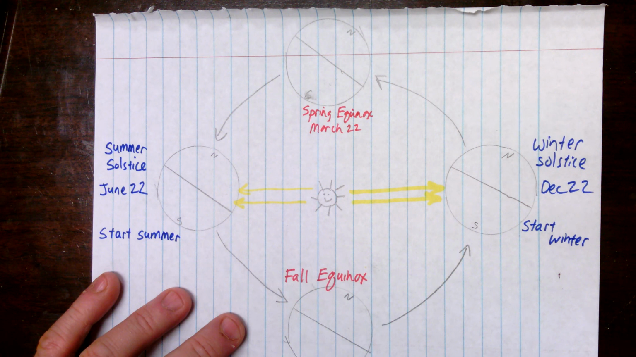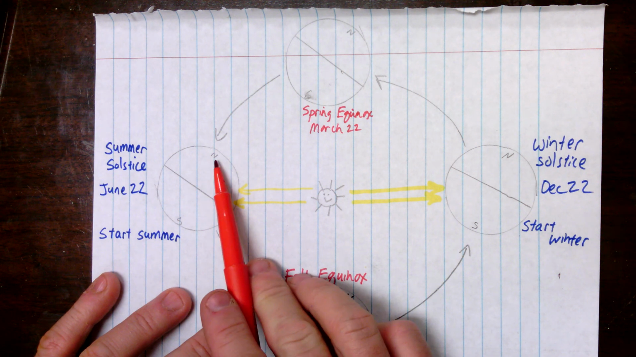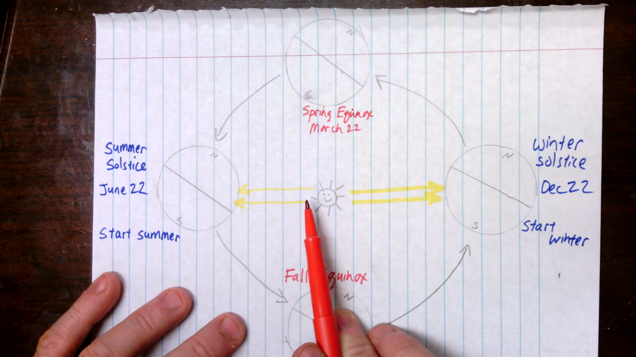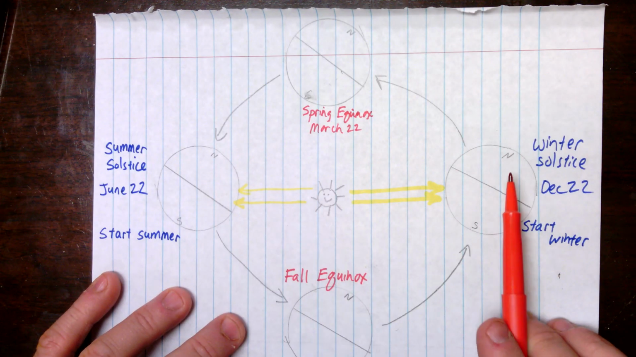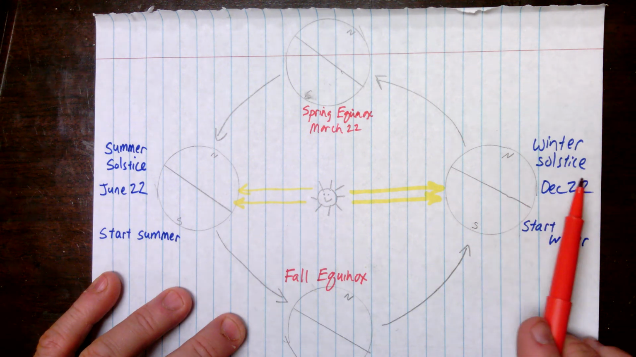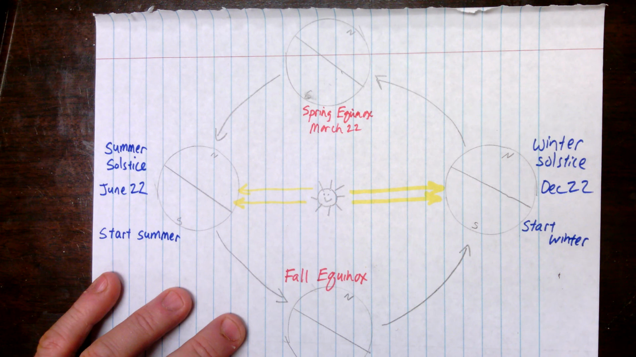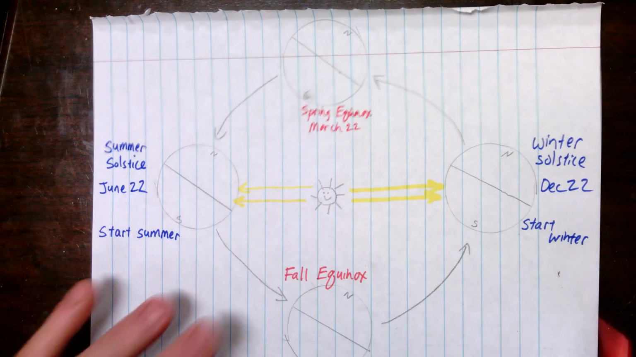So you have to look at these diagrams to figure out, okay, here we're in the northern hemisphere. We're leaning into the sun, so we're getting more sunlight. That's what summer is. Over here, we're leaning away from the sun. We're getting less sunlight, so that means it's going to be winter.